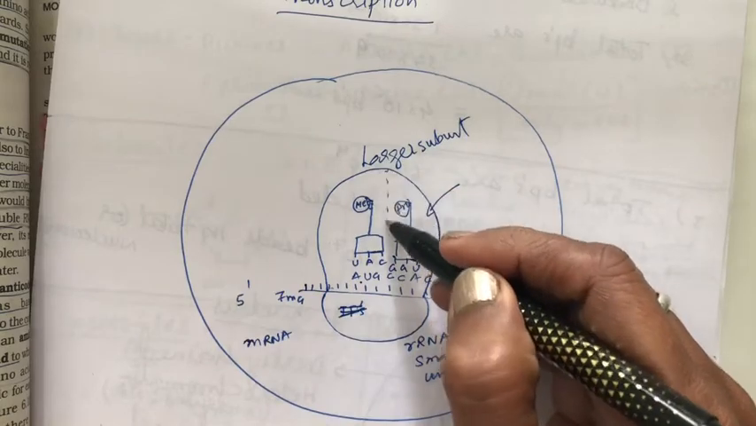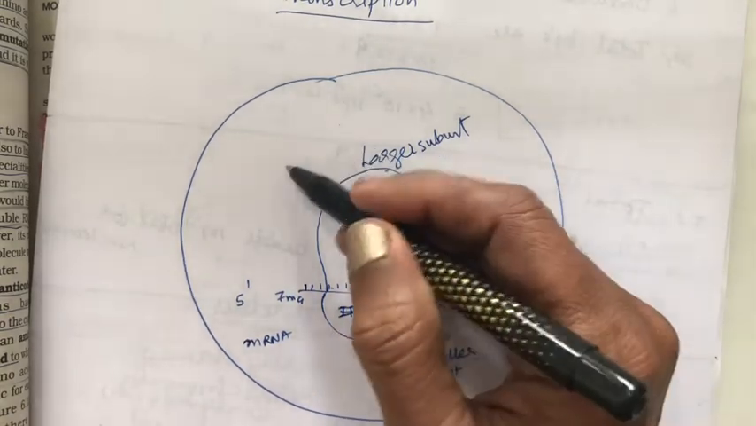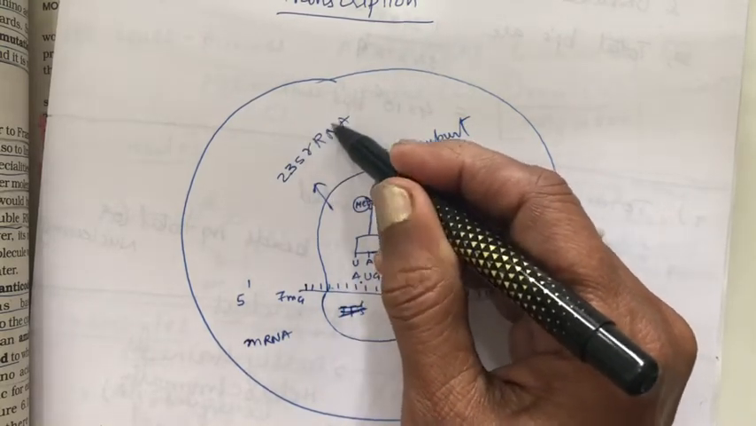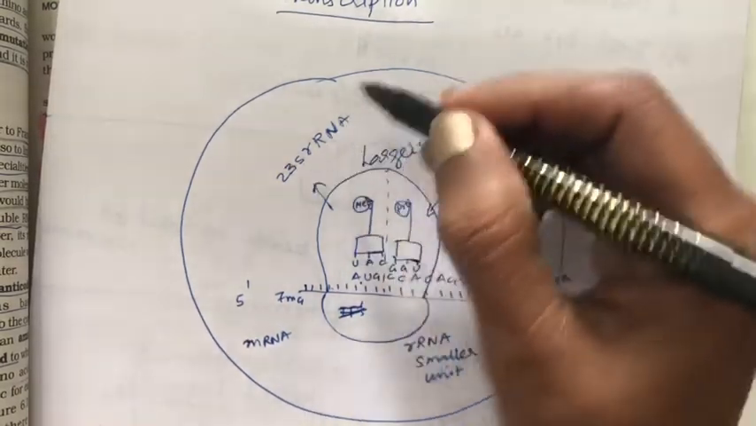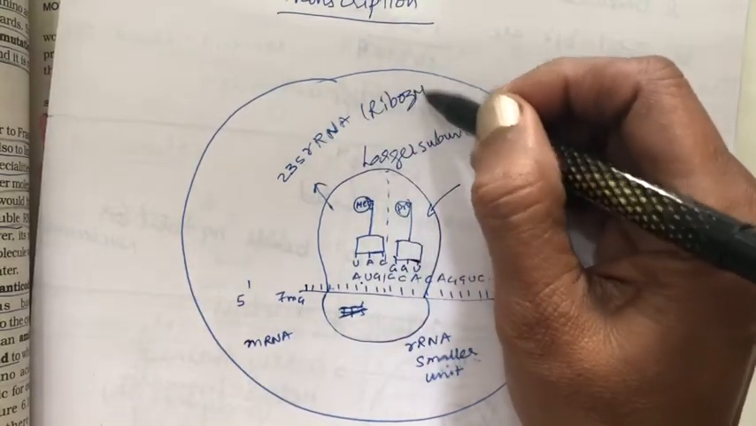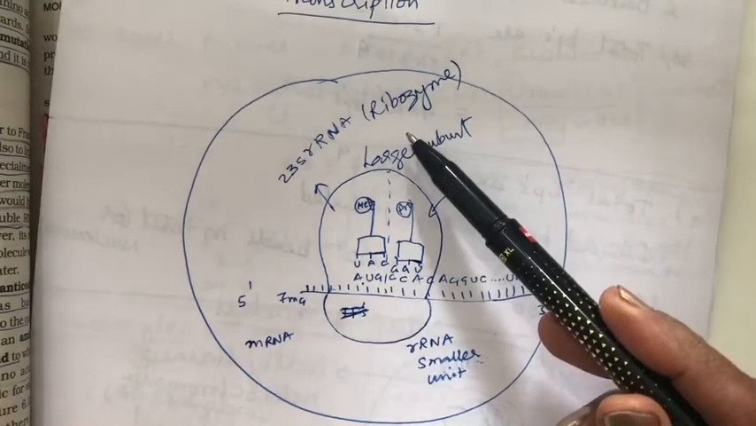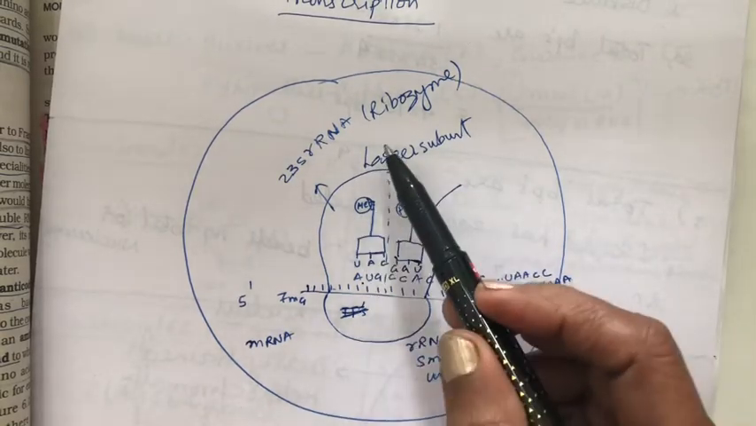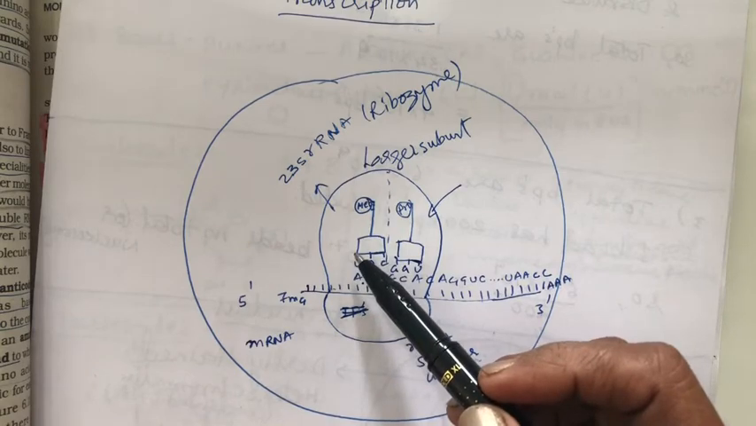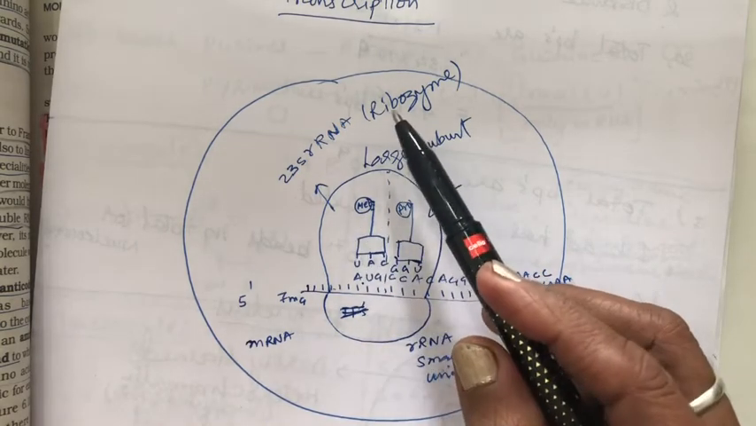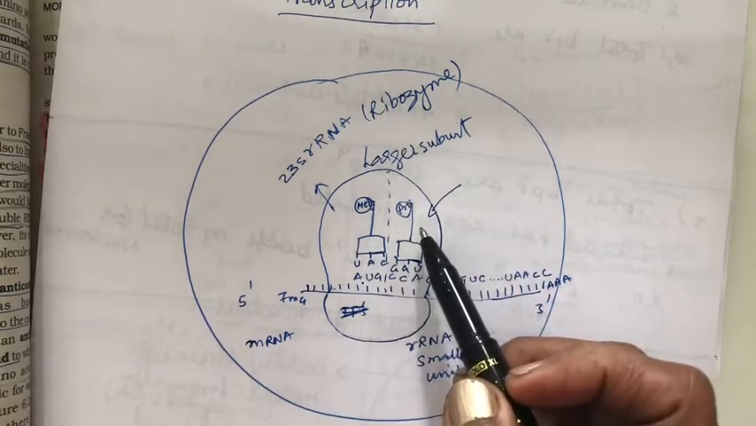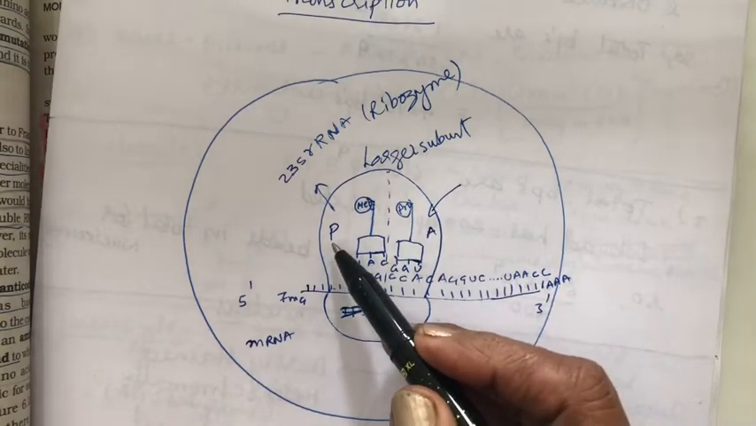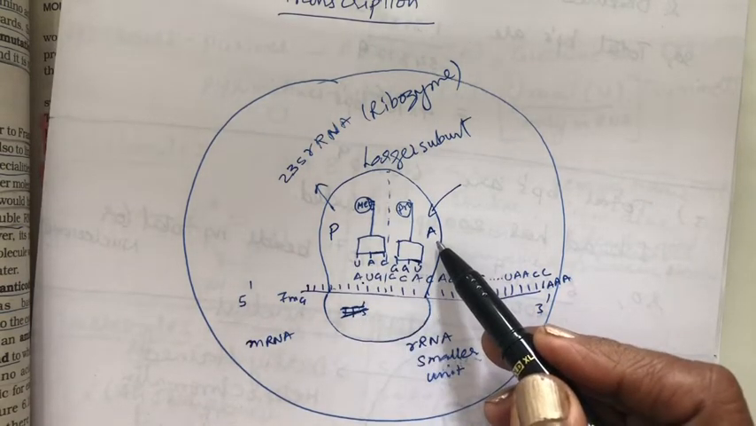Now this larger subunit is further made up of two subunits, and one piece is called 23S rRNA. This 23S rRNA acts as a ribozyme, a catalyst for the peptide bond formation. So this is not only a structural subunit of the rRNA, but also acts as an enzyme. It is one of the enzymes that is made of RNA. In fact, this larger subunit has two sites. One is called the P site and the other is called the A site. P means peptidyl transferase site and A means amino acyl site.